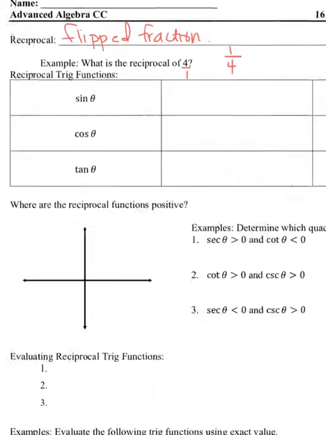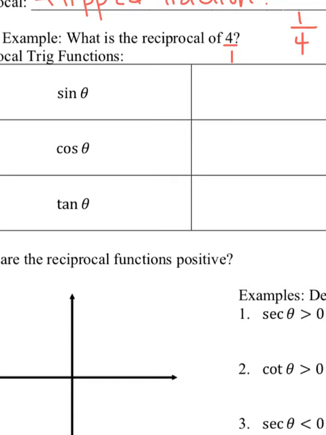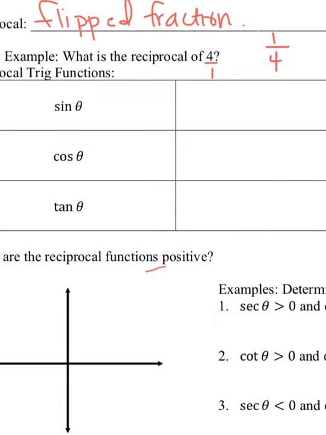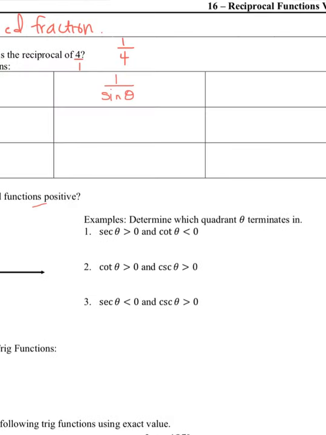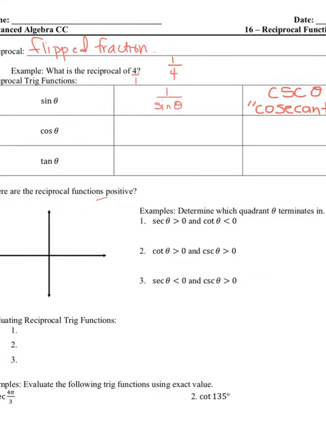So the reciprocal of sine of theta is 1 over the sine of theta. That has an actual name. The name of that, I'm going to write it out, is cosecant theta. Cosecant of theta. Okay, there's one for all of them.